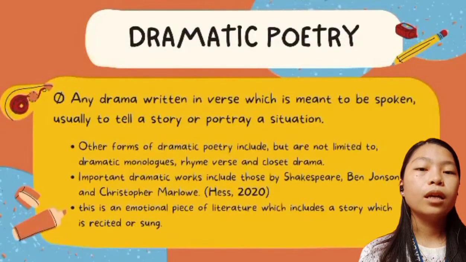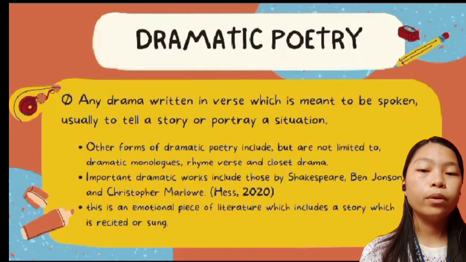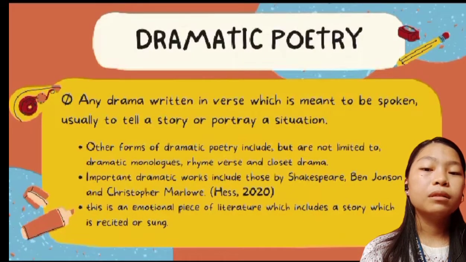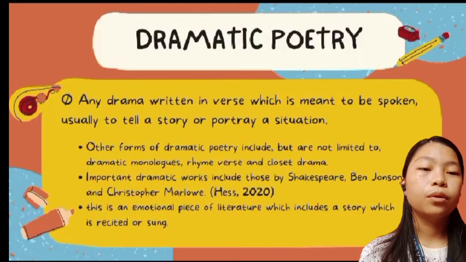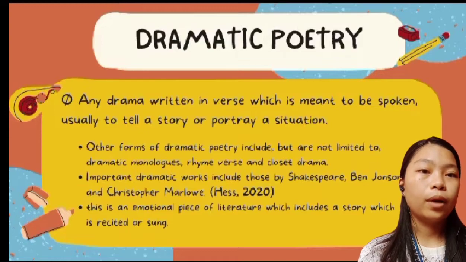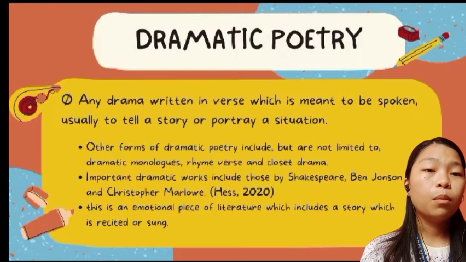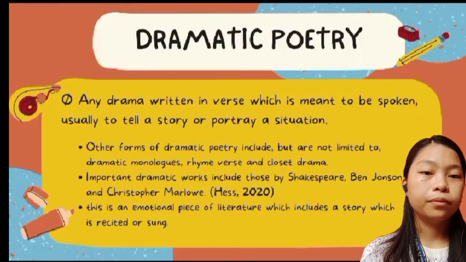So for the next type of poetry, the dramatic poetry. It means any drama written in verse which is meant to be spoken, usually to tell a story or portray a situation. Other forms of dramatic poetry include, but are not limited to, dramatic monologues, rhyme verse, and closet drama. Important dramatic works include those by Shakespeare, Ben Jonson, and Christopher Marlowe. That's according to Has 2020 also. So this is an emotional piece of literature which includes a story which is recited or sung.